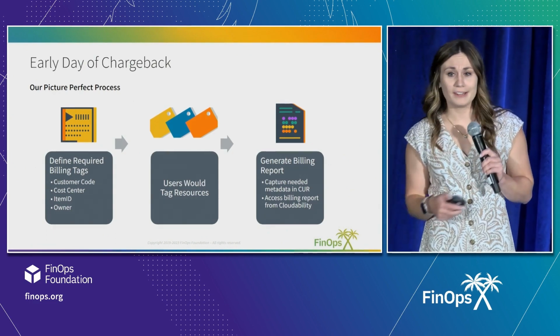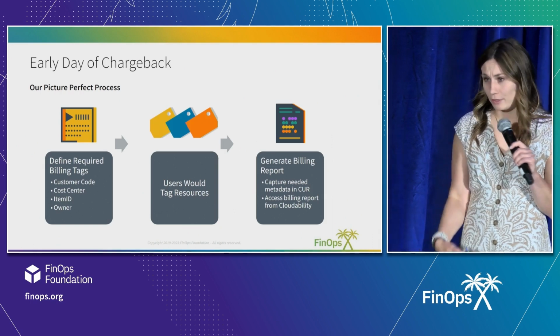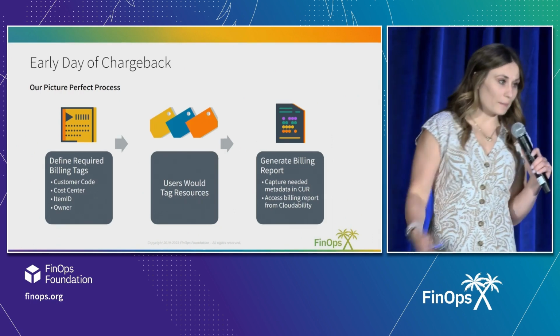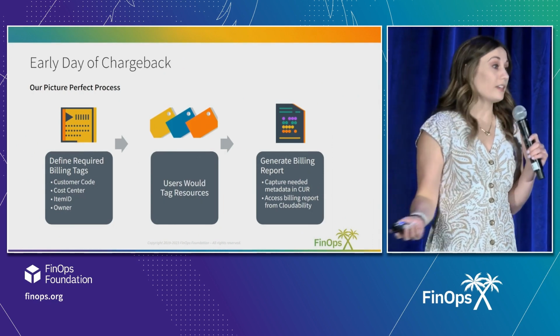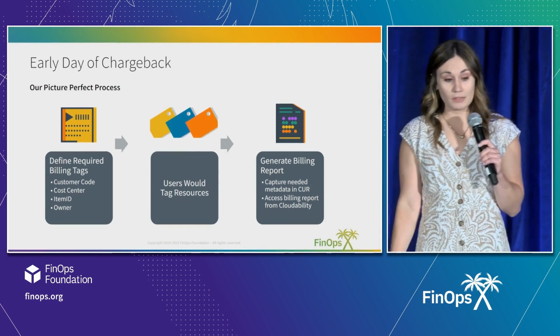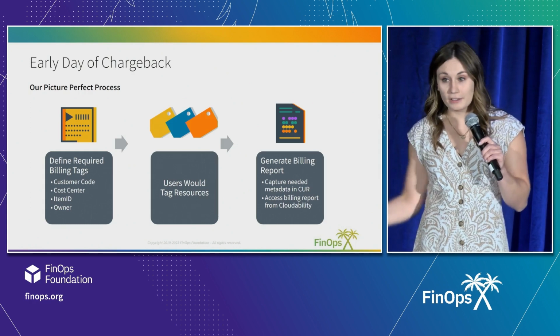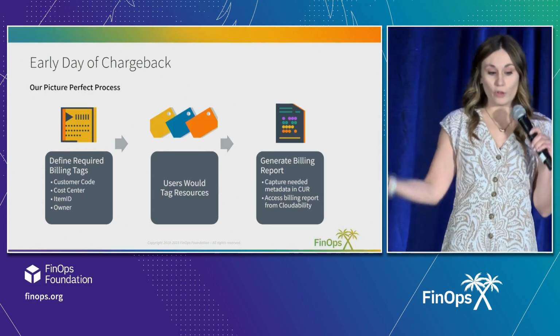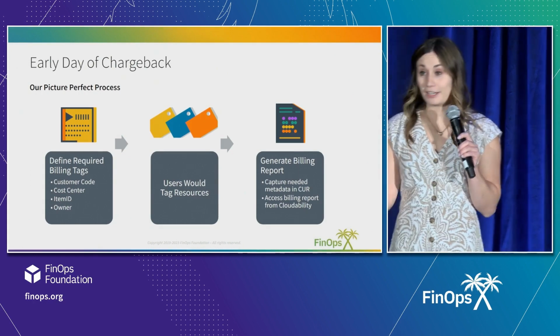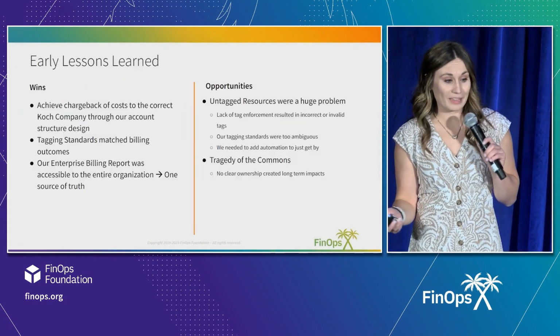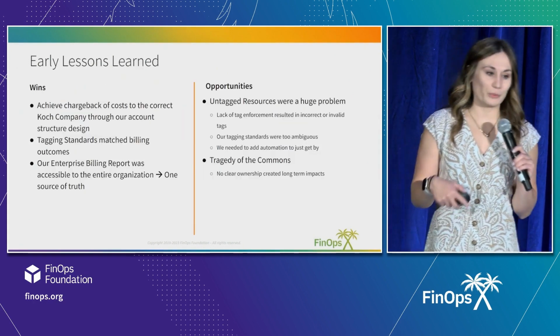And then we said, all of our users are going to tag their resources. We'll use cloud champions or advocates to share this with their teams so that they know that this is an expectation. And then we'll take all of our metadata, we'll run it through Cloudability, and we'll load it into the billing system. It was going to be really, really easy. But it didn't actually work that way.